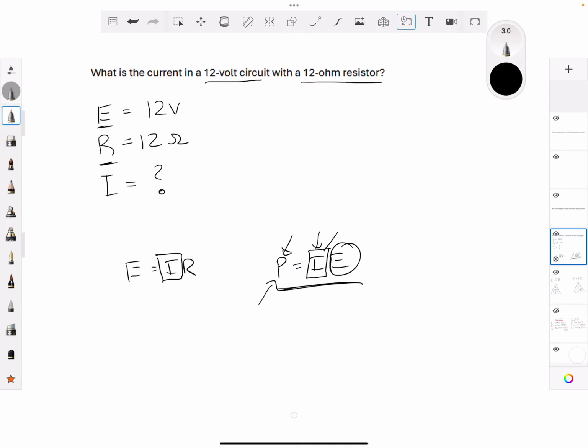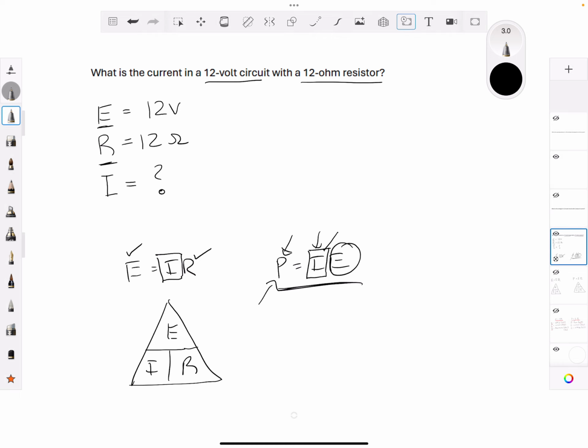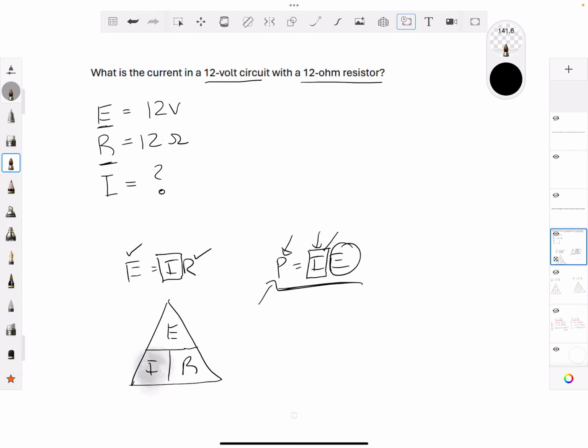Do I have the resistance? Check. Do I have the voltage? Check. So this is the equation I'm going to use, right? There's the two methods. E equals I times R. So in this case, we have E and R. If I was going to use this method, I'd cover up the I, and I'd divide E by R.